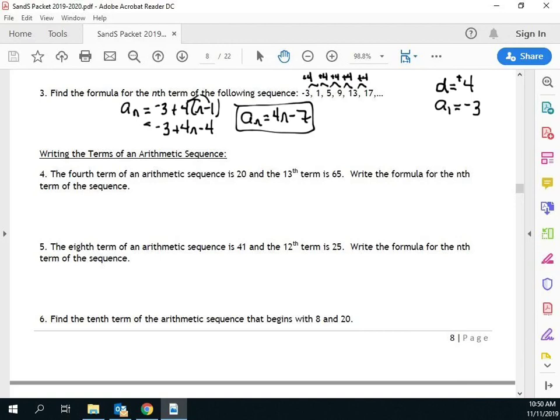All right. So we're at the terms of arithmetic sequence. So guys, now we go ahead. The fourth term of the arithmetic sequence is 20, and the 13th is 65. So we need to find this common difference, okay? And you found it earlier pretty easily because they gave you sequential terms, 1, 2, 3, 4.